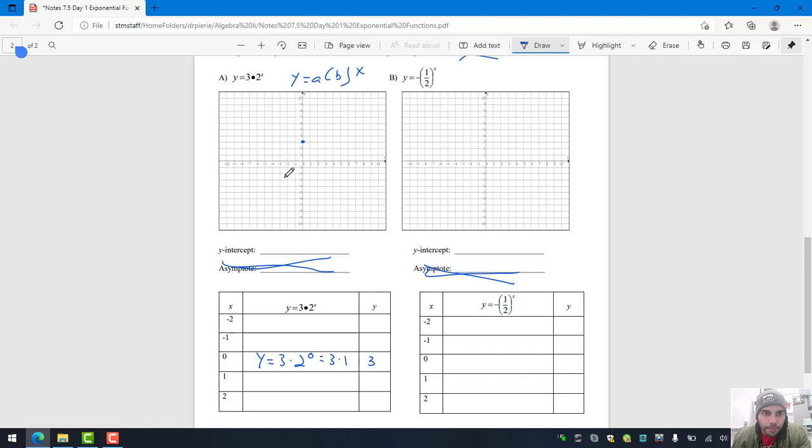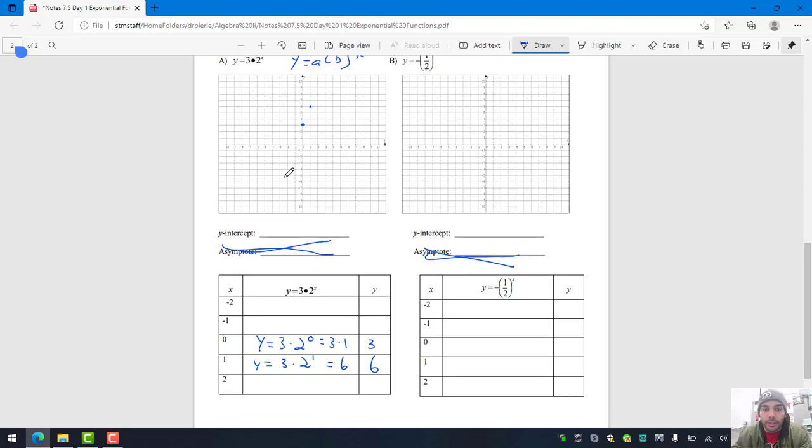Okay, let's keep going. Second easiest number to plug in, almost always, is the number 1. Let's do it. Y is equal to 3 times 2 raised to the first power. Okay, 2 to the first power is 2. 3 times 2 is equal to 6. When I plug in 1 into this equation, I get back 6. So let's plot it. 1 unit to the right, 6 units up, right here.